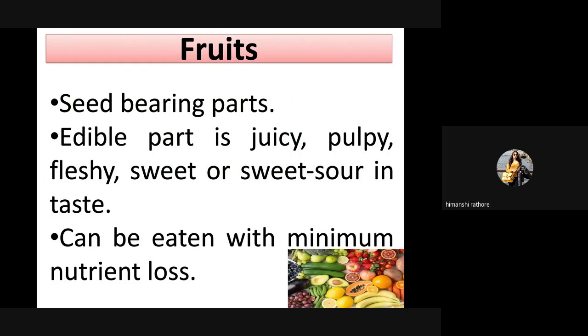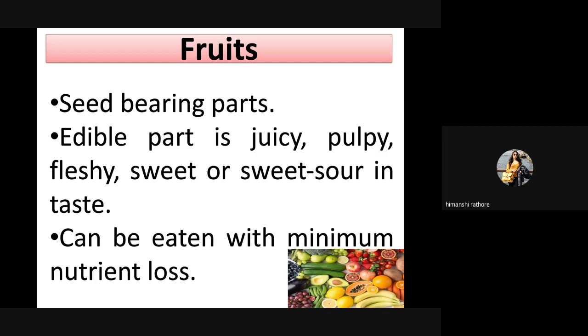Then coming to the fruits, fruits are nothing but seed bearing parts of the plant. They are the edible part and they are juicy and pulpy in nature. Some are sweet, some are sour, some are a blend of both, sweet and sour. A variety of fruits are available in different colors, so try to have them as much as you can because they provide you most of the nutrients.